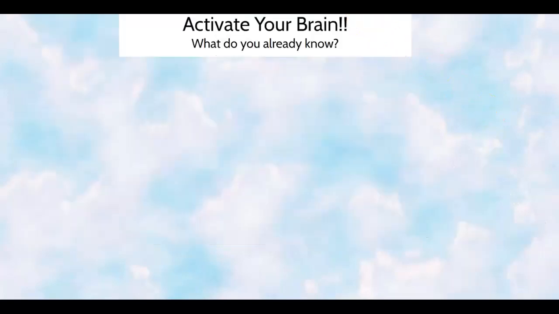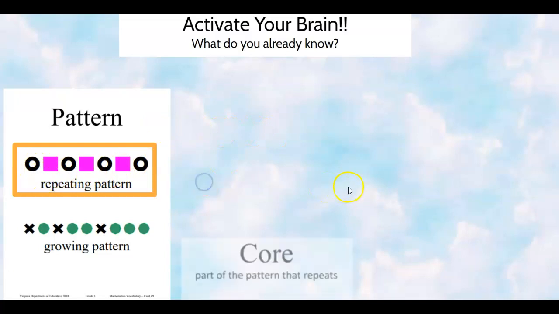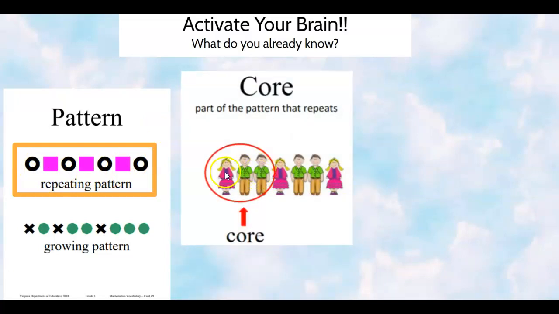So let's activate your brain. Let's get your brain ready and remind it what you already know. So we've already seen this about patterns. We know that a repeating pattern has the same core repeating over and over again, just like this one. Circle, square, circle, square, circle, square, circle. We know that the core is circle, square, and that is repeating over and over again.